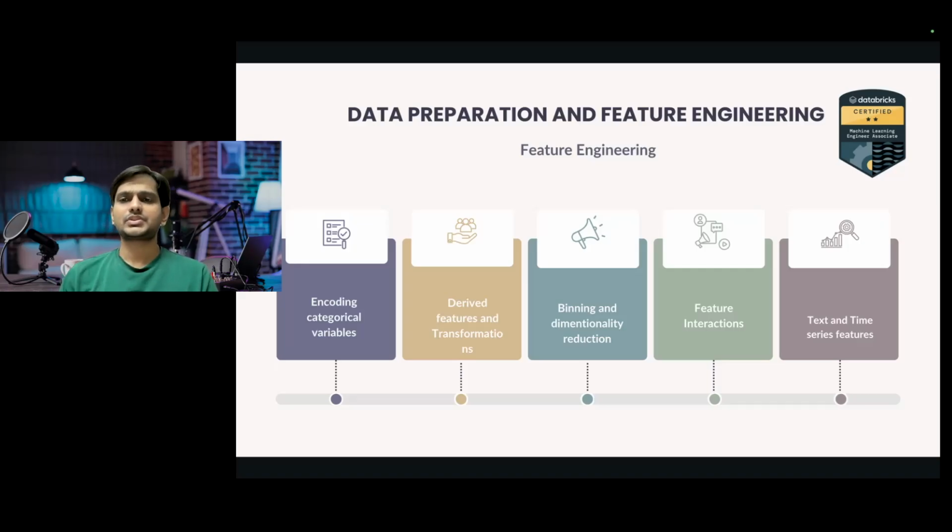And you have feature interactions. This is nothing but polynomial features, ratios, differences, and domain-specific interactions. So you can perform using that. And there is something called dimensionality reduction.